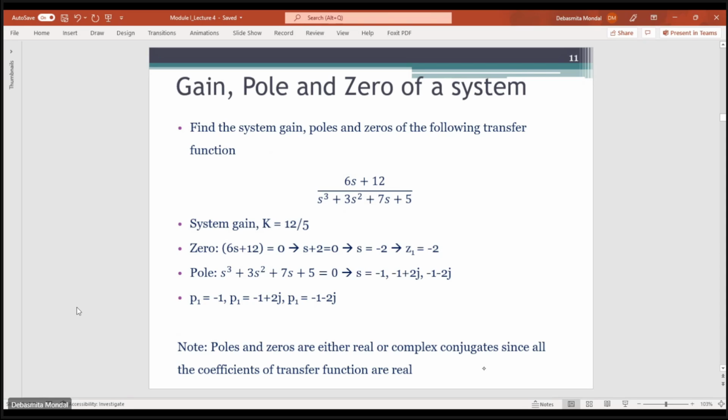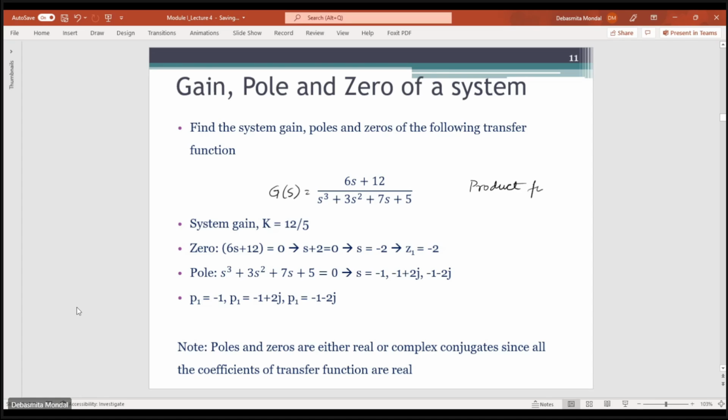So now let us do an example. Let us say there is a transfer function G(s) given by (6s + 12) divided by this expression. If you want to figure out the gain, the poles and the zeros of the system, first of all you need to express this in product form.